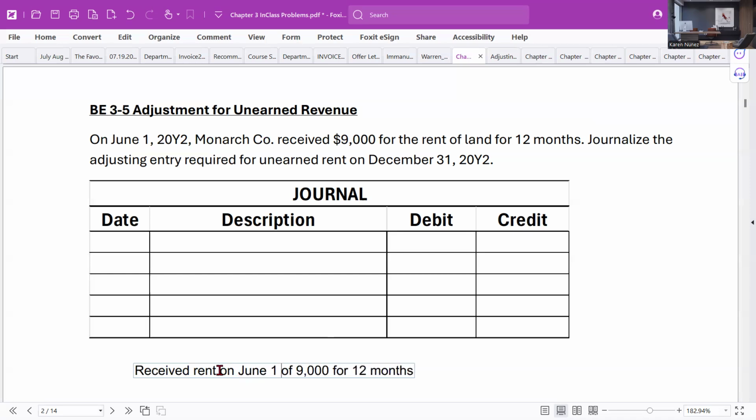On June 1, they received this rent of $9,000 for 12 months. And how much is that? So if we take that $9,000 and divide that by 12, we get the monthly rate of that rent. So the rent is $750 per month, right? So initially, they would have put this $9,000 in an unearned revenue account.